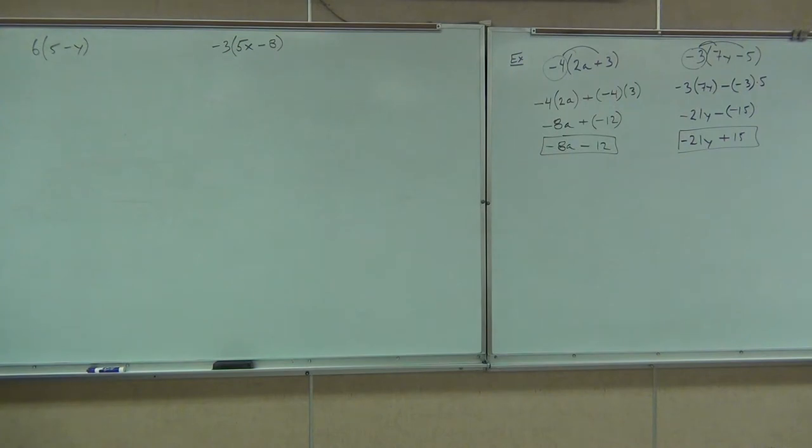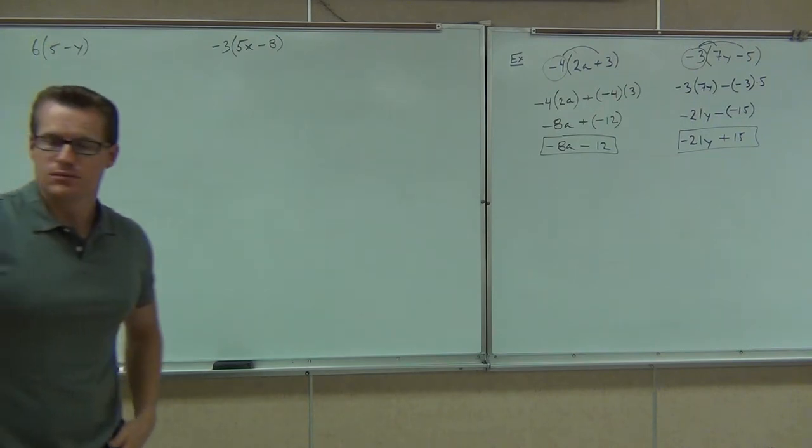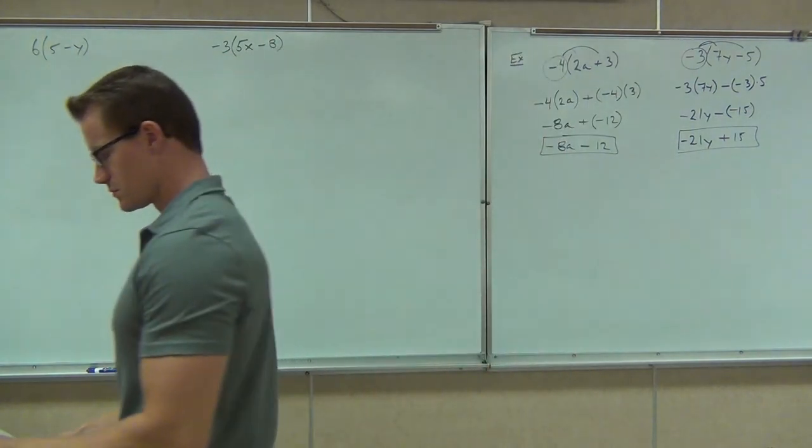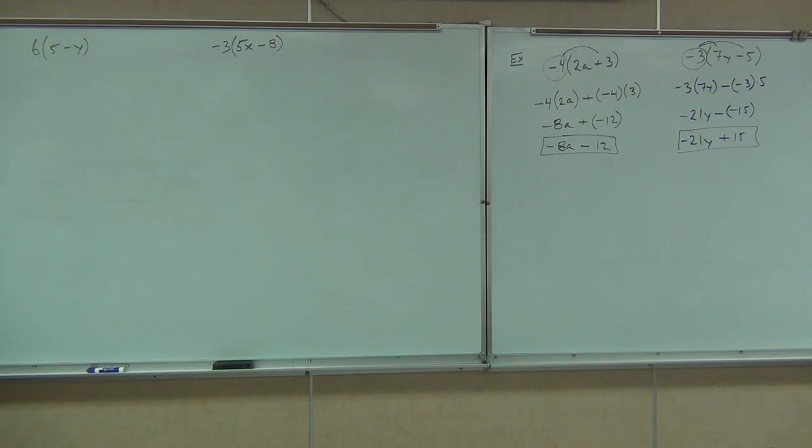Okay, there you go. Show me what you got. So we're taking the factor outside the parentheses with a sign times each of the terms inside the parentheses with their signs. As long as we multiply them with their signs, they'll take care of themselves. We don't even have to worry about it. It's kind of nice.